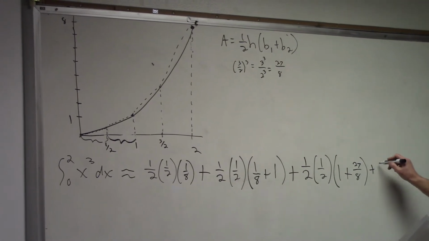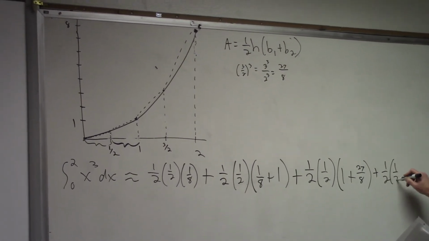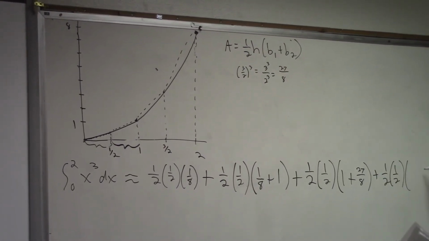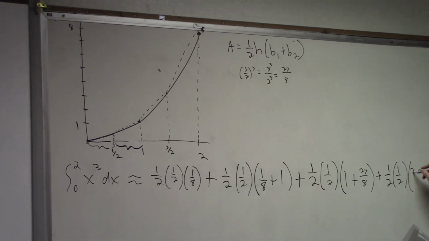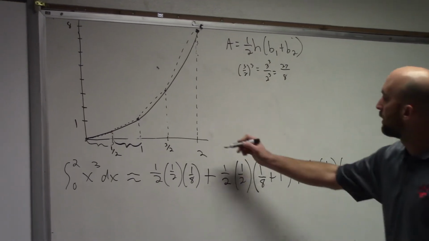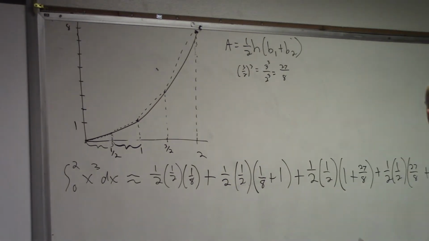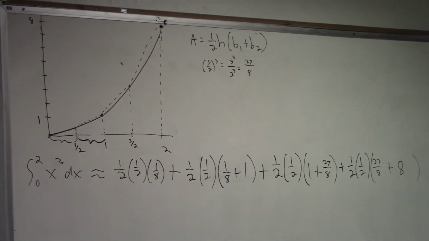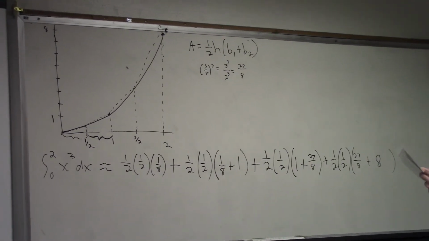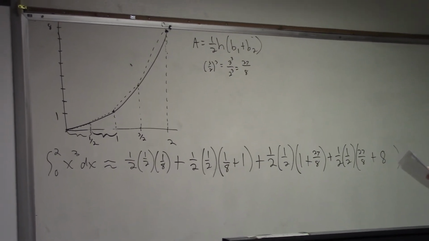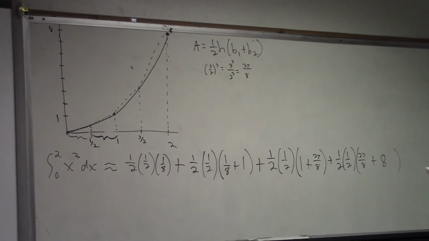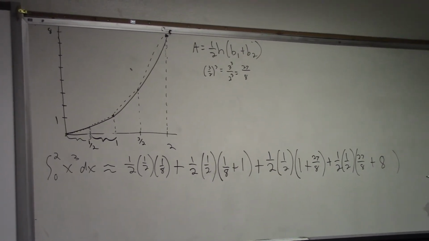And now we're to our last trapezoid. 1/2 the height times the sum of these bases. We're going to use the 27 over 8 again. And we're going to use this edge, which is f of 2. And 2 cubed is 8. And there we go. Once again, that is an approximation. You can leave this like this, or you can simplify it further.